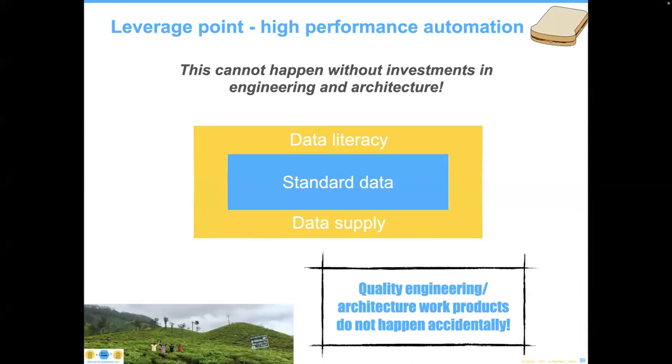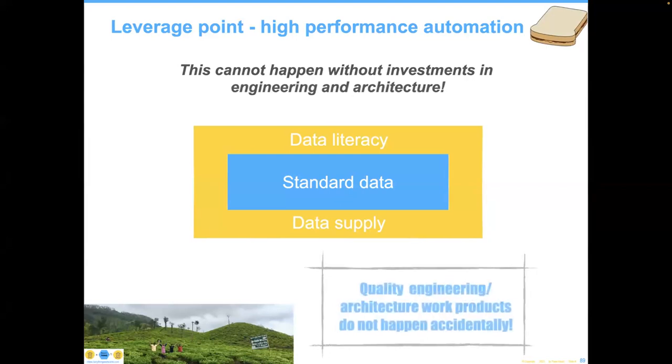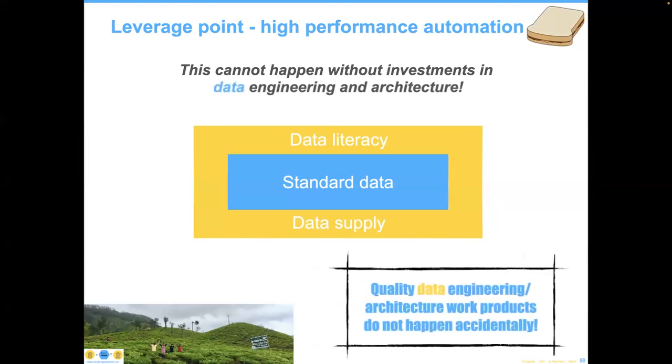And it should make sense that these quality engineering and architecture work products do not, and in fact cannot, happen accidentally. And if we insert the word data into those sentences, as we're in data governance here, we have to make sure that the governance folks know how to understand, incorporate, and push for, advocate these concepts as well.